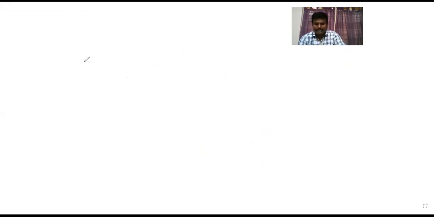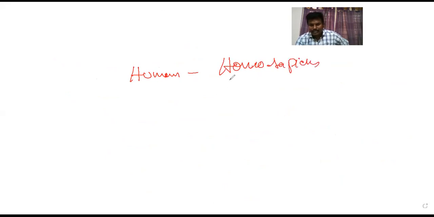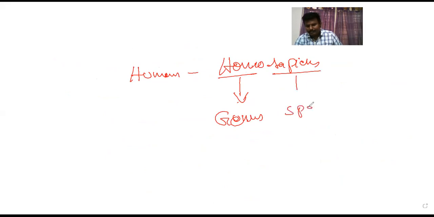Next, similarly, the scientific name given to humans is Homo sapiens. Here, Homo represents genus. Sapiens represents species. In this way, species are represented with closely resembling characters. Okay, that's all.